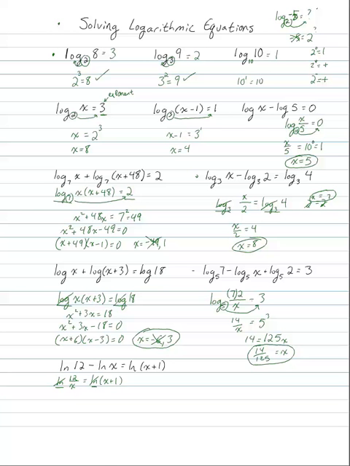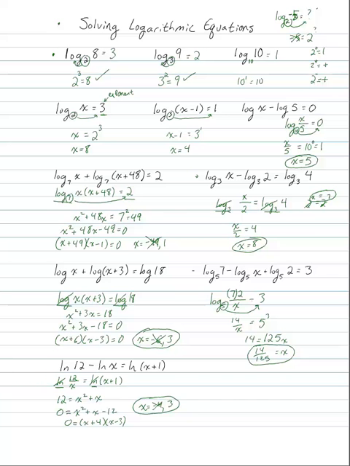I get 12 over x equals x plus 1. I'll multiply both sides by x. So I'll get 12 equals x squared plus x. It's a quadratic, so I get everything over to one side. X squared plus x minus 12 equals 0. So 0 equals (x plus 4)(x minus 3), and x equals negative 4 and 3. Again, can't be negative, so x just equals 3.